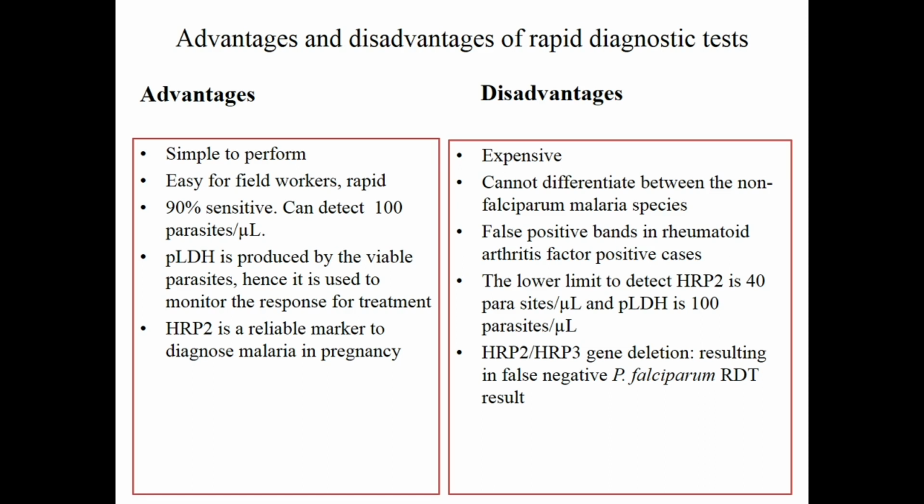The lower limit to detect is 100 parasites per microliter for LDH, and for HRP2 it is 40 parasites per microliter. So it's very limiting. Because in the case of a blood film, when you prepare a thick blood film, you can detect the parasite at approximately 5 to 10 parasites per microliter. But here the lower limit is 40 in the case of HRP2, and 100 parasites in the case of LDH. And HRP2 and HRP3 gene deletion can result in a false negative Plasmodium falciparum result.